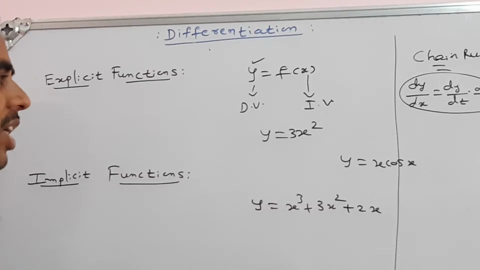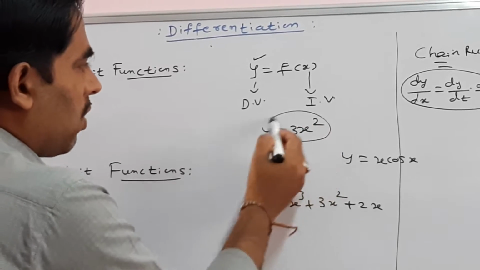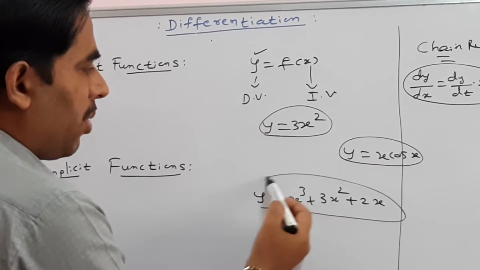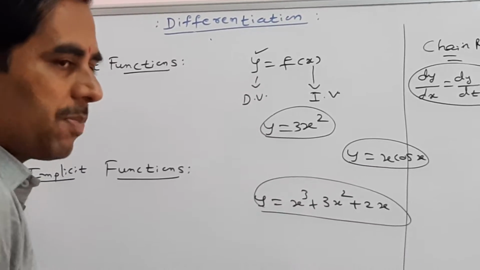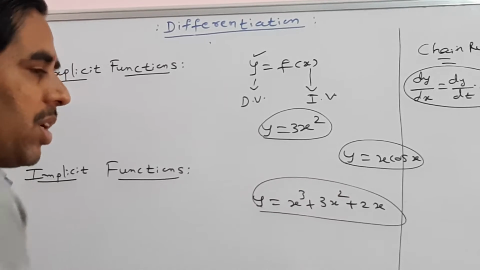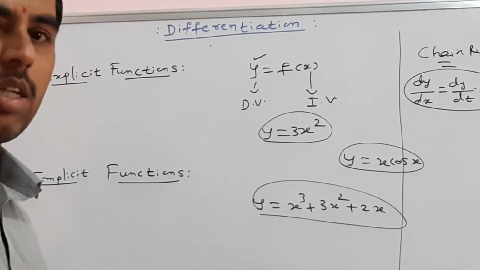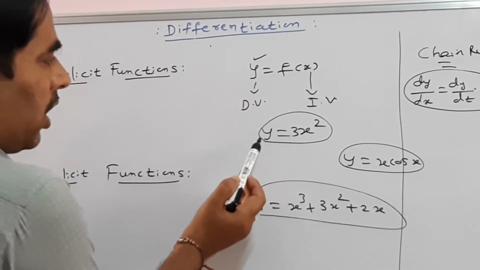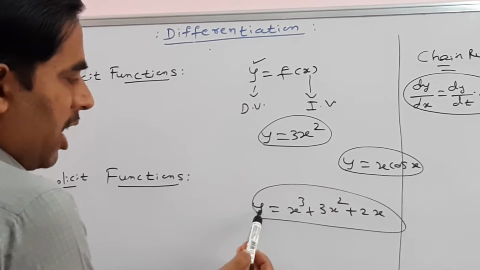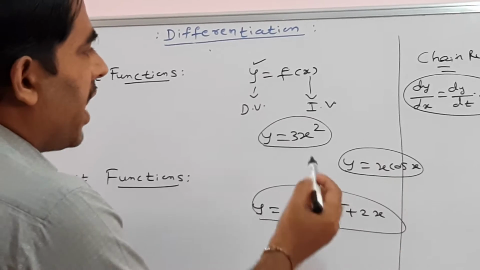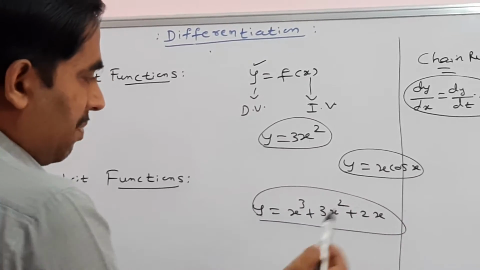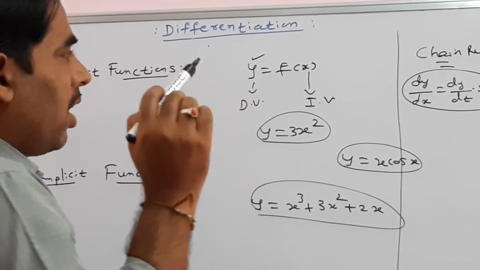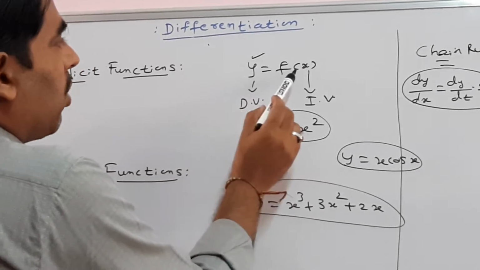Observe these examples here. y is equal to 3x square, I have written one example. y is equal to x cos x, then y is equal to a polynomial, x cube plus 3x square plus 2x. So in these three examples, clearly we can observe both LHS and RHS. How are these functions looking here? On the left hand side, I have written the dependent variable. On the right hand side, it contains x. So all these three functions have been written in the form of y is equal to f of x.